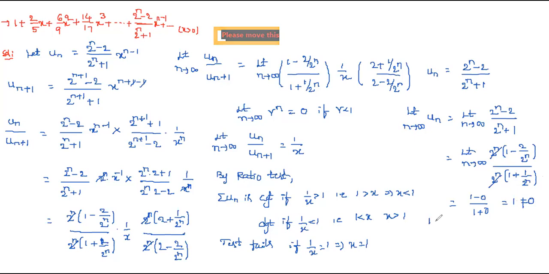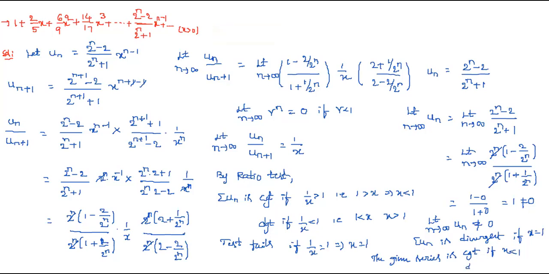When we discussed the starting of the series, if the limit as n tends to infinity of un is not equal to 0, then we'll say that the series diverges. So summation un is divergent if x is equal to 1. Therefore, for the given series, don't forget to write this total one. This is the conclusion for the given series: the given series is convergent if x is less than 1 and divergent if x is greater than or equal to 1. Okay, so this is one of the cases.